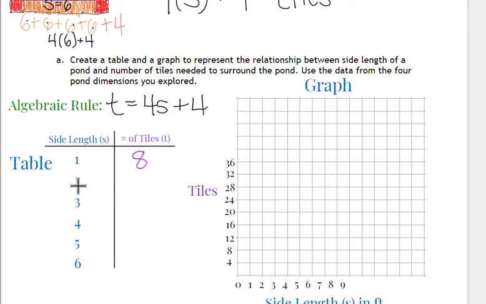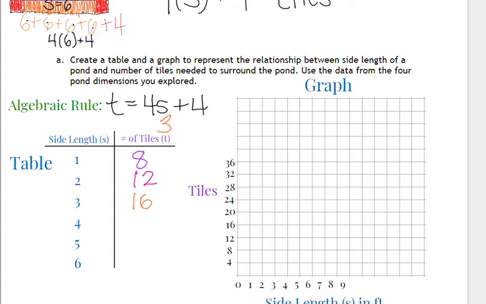Next, we're going to determine for a side length of 2. Again, we're just going to substitute the side length right in here for this s. So when s is equal to 2, what is the t equal to? If we put 2 in for s, we've got 4 times 2, which is 8, and then 8 plus 4 is equal to 12. So I will put in 12 here. Moving on to 3. So put a 3 in for s. 4 times 3, that's 12, plus 4 would be 16.